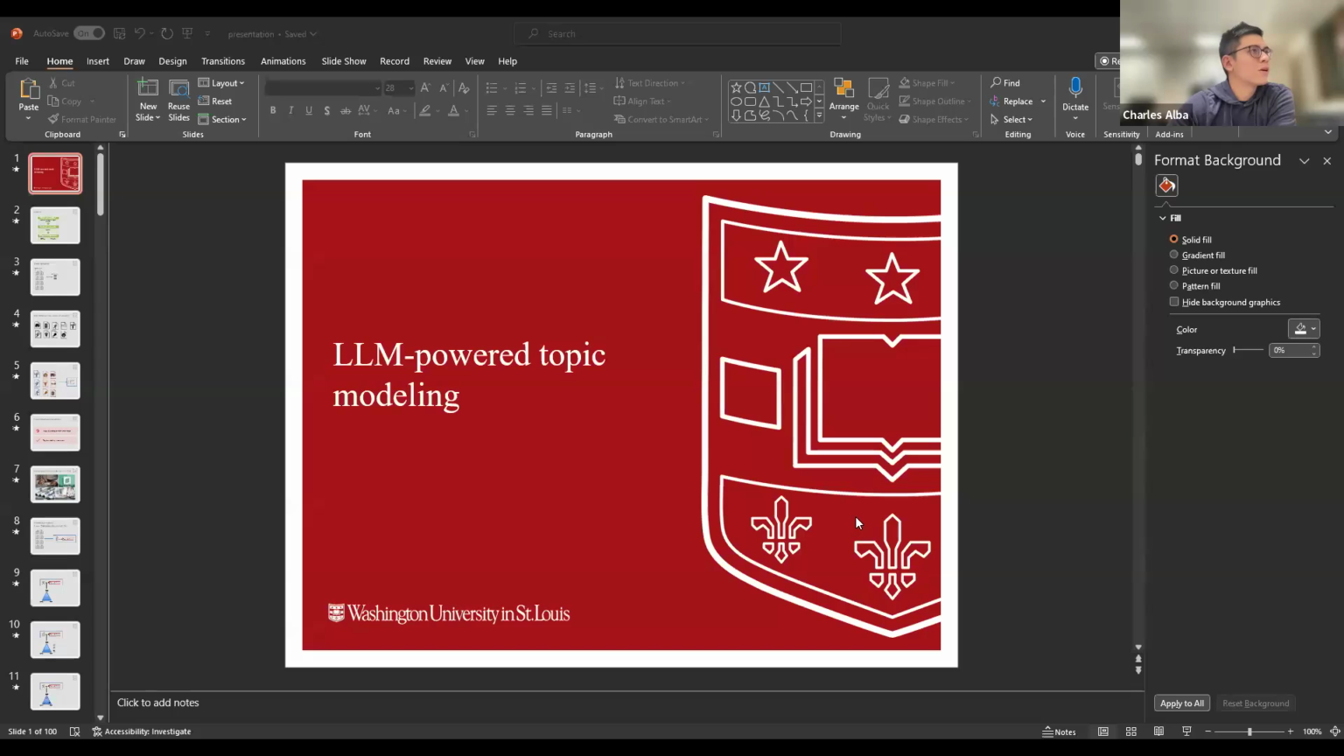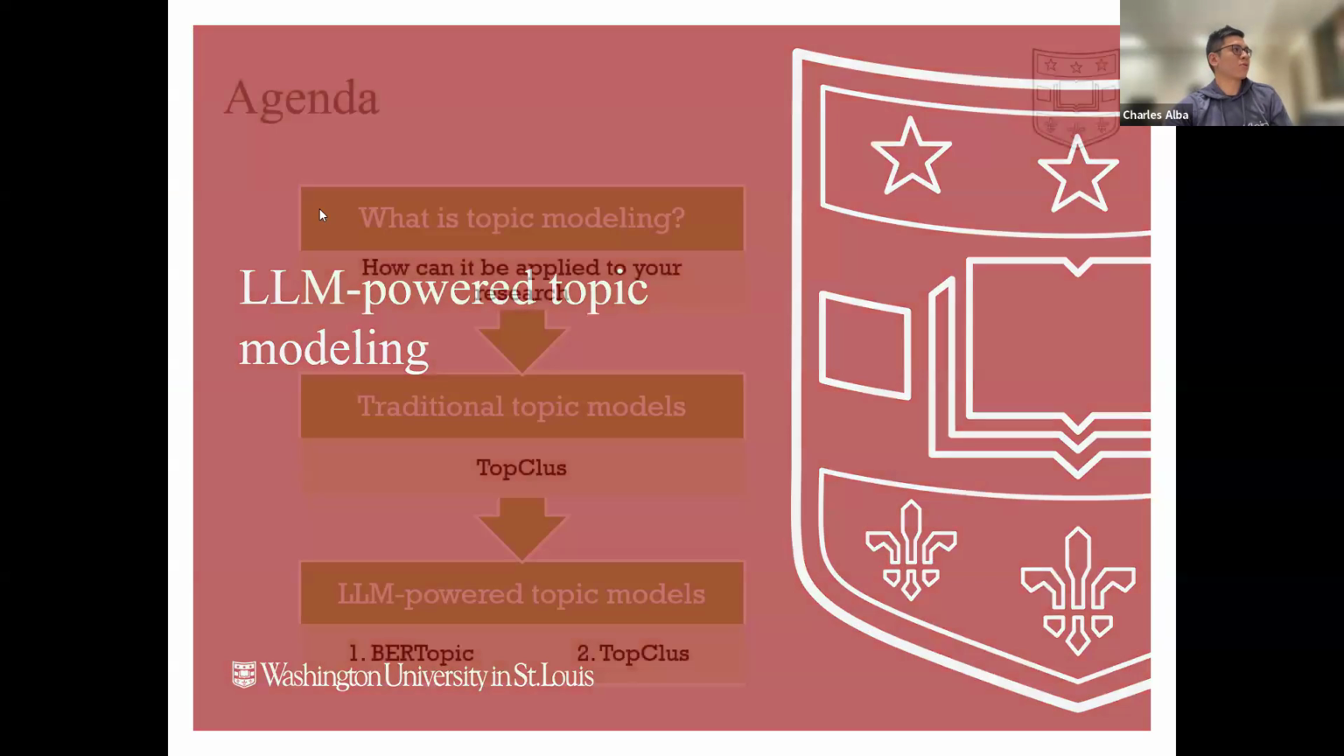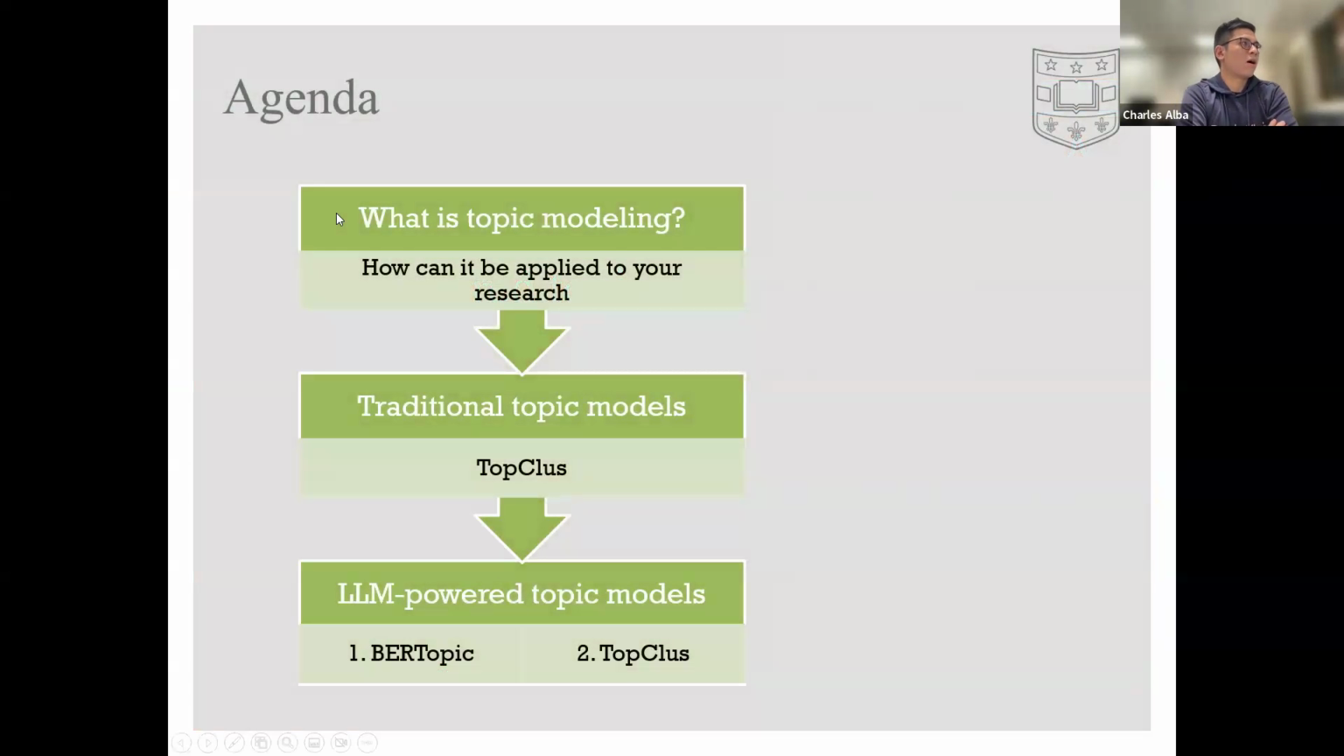All right, awesome. Thank you. Share my screen. All right, I'm guessing I could see on my end, so I'm guessing everyone could. Okay, so thank you, Professor An. So I'll firstly go quickly into topic modeling, how it can be applied to your research. I'll talk about traditional topic models. It's supposed to be LDA, not TopClus there. LDA, very briefly, and then I'll talk about LLM-powered topic models like BERTopic and TopClus, for example.